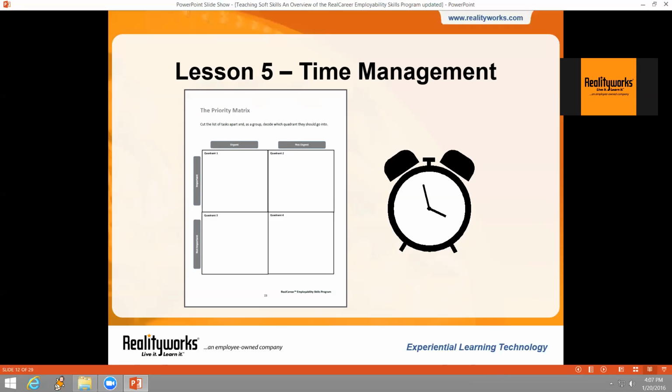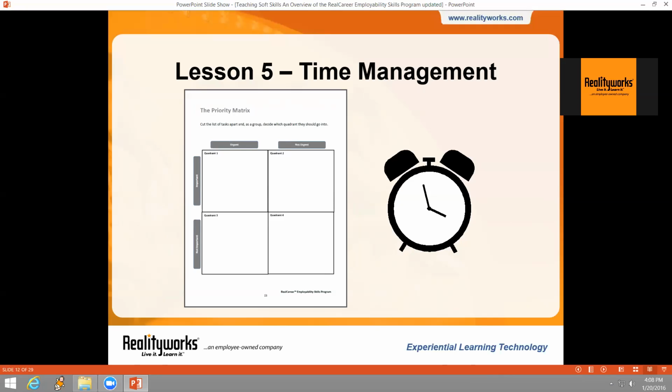The second activity is identifying and overcoming barriers to time management. Pairs of students read through a work scenario that's just full of time management challenges. They'll identify all of the barriers in that scenario and then potential time management solutions.